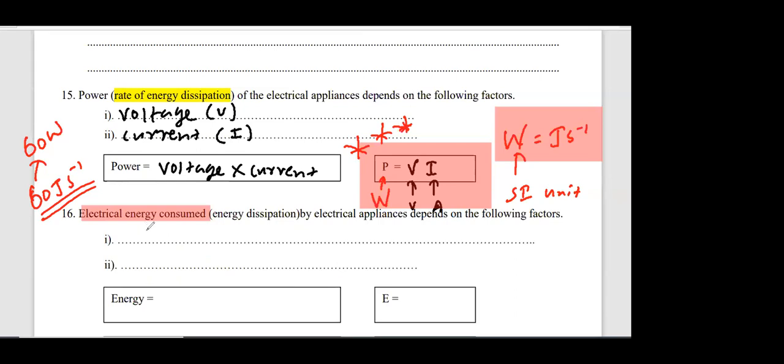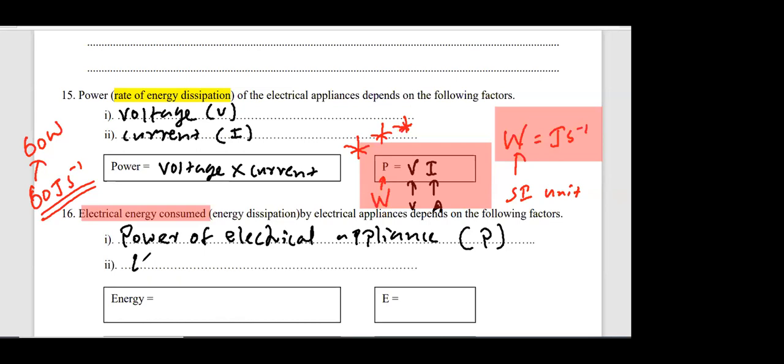Right. Then electrical energy consumed by electrical appliances depends on two factors. Number one, the power of the electrical appliance. That's what you should ask before you buy any electrical appliance from the electrical shop. You can write it within brackets: P, power. Second one, duration, time. Operating time matters. Or you can just write time. So that is called energy equals power into time.